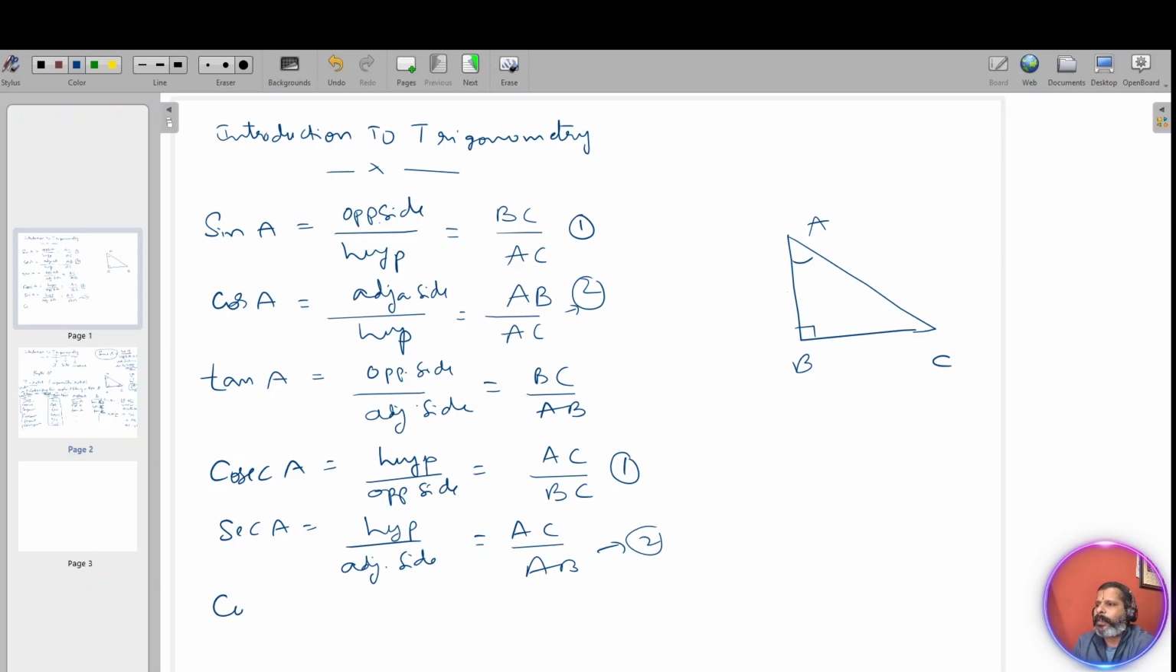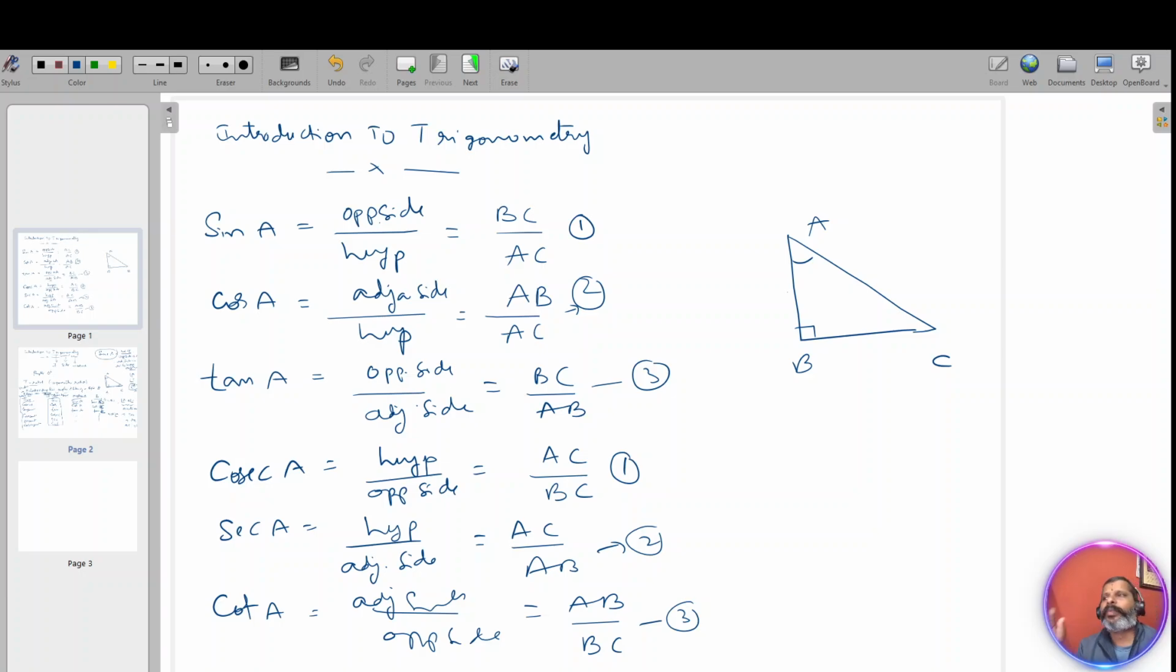Last one was cot A. Cotangent A, right? Its value is adjacent by opposite. It is a reciprocal of tan. Adjacent side by opposite side. What is adjacent for A? It is AB. Opposite is BC. Check out the reciprocal.